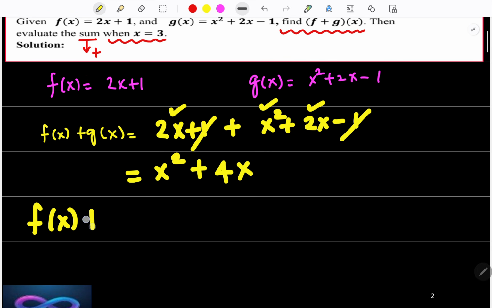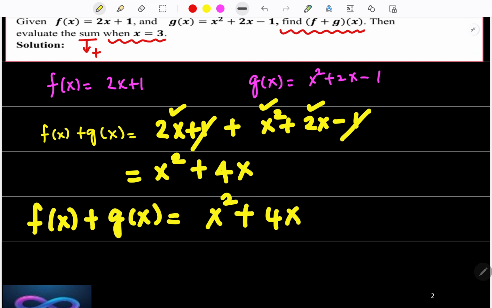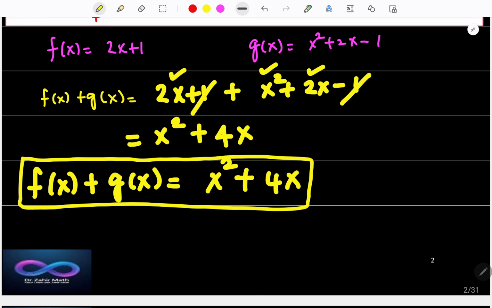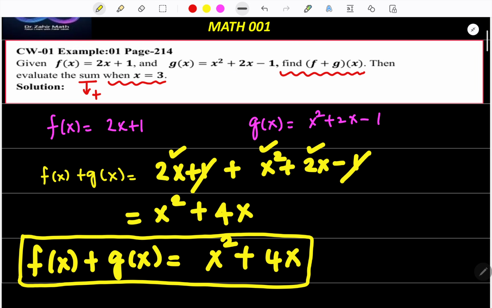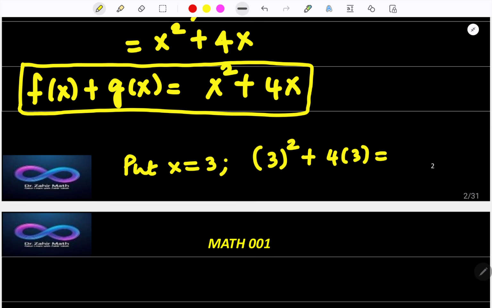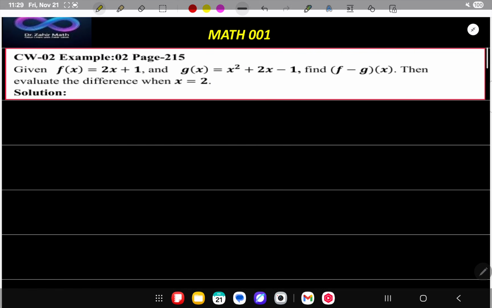So f of x plus g of x is equal to how much? x square plus 4x. So now we are going to calculate this f of x plus g of x at x is equal to 3. So put x is equal to 3. When I put x is equal to 3, I will get 3 square plus 4 into 3, which is equal to how much? 3 square is 9. 9 plus 12. So you're going to get the answer 21. Let's go to the next question.